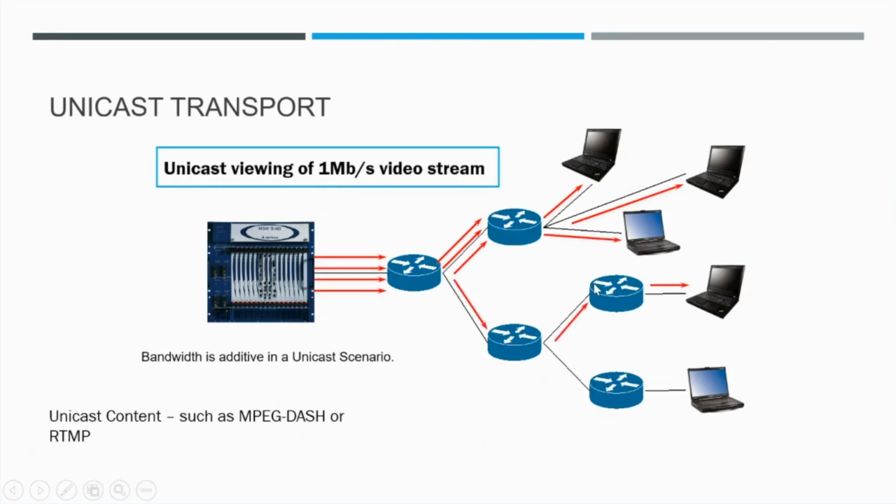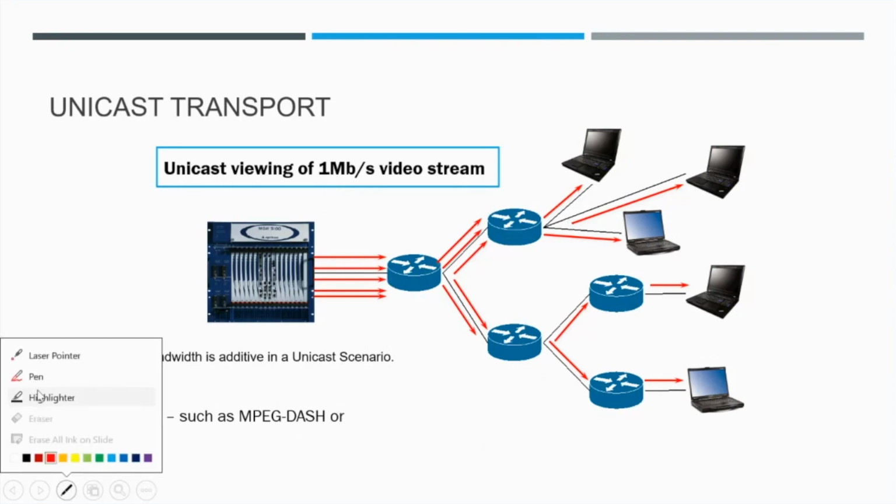Every copy of this Orioles game gets duplicated, replicated from our source content here to our first router. So as you can see here, bandwidth is additive in this unicast scenario. Every device that wants to get a copy of the Orioles broadcast is requesting its own unique copy of that broadcast, and that gets added up on your network backbone and then throughout your system of routers as well.